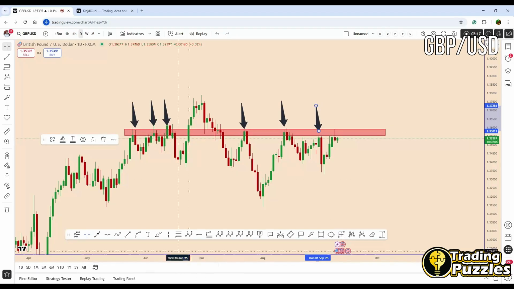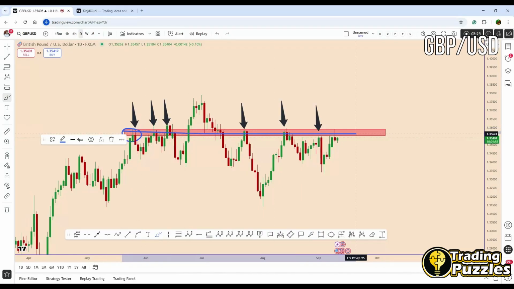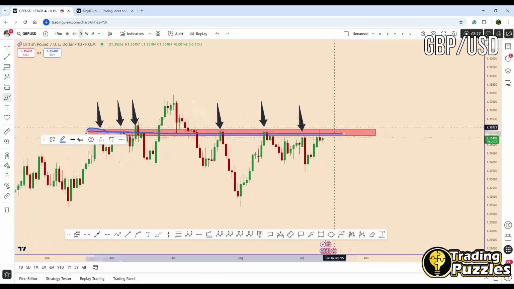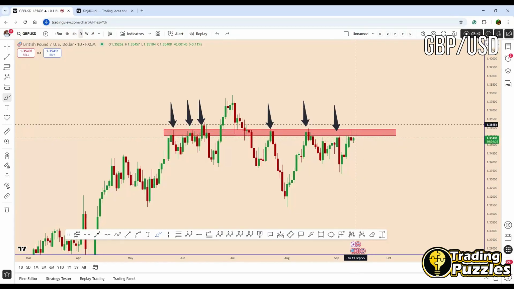This area started from May 26, so this is the start of this resistance zone. And currently we can see that the previous day also closed a pin bar candle, indicating that we have an increase in bearish momentum as well. So this is a beautiful sign as well.